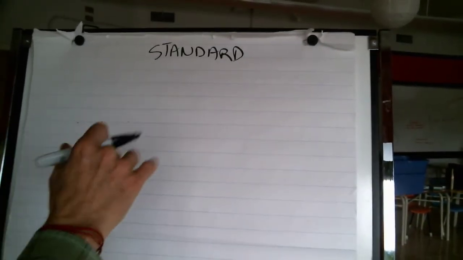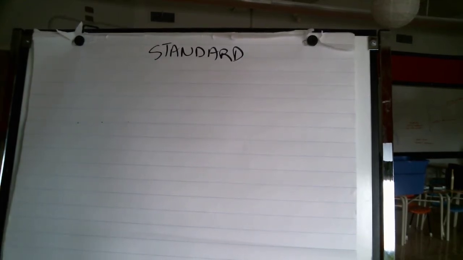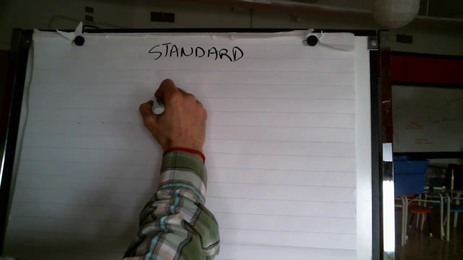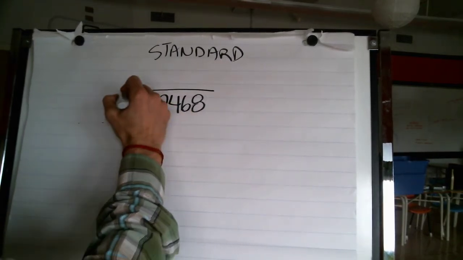Bend my piece of metal. There we go. Standard way. Use the same numbers. It was 2, 4, 6, 8 divided by 4.